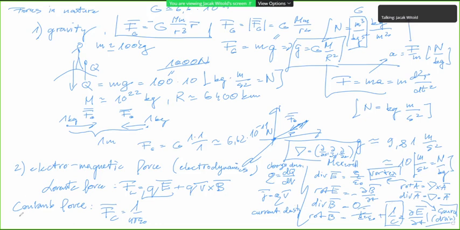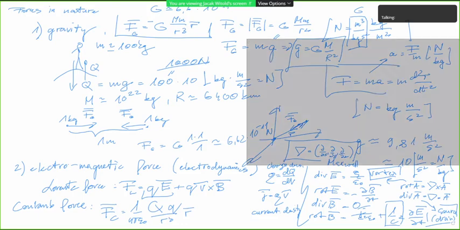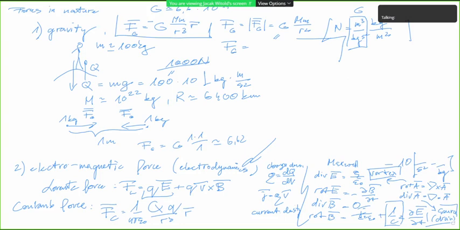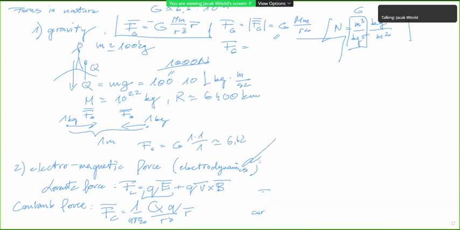Right, and for the Coulomb force, we get something very similar to gravity, with QQ over r to the power 3 multiplied by the position vector r. In terms of the magnitude, this is quite similar as for gravity, 1 over 4 pi epsilon 0 QQ over R squared. So again, central symmetry, so it is a central type of force.